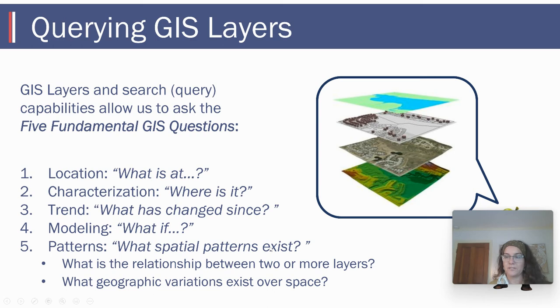Fundamentally, geography is looking for patterns. What pattern exists? Do we see something that connects with something else? What is the relationship between two or more of these layers? And what geographic variations exist over space?